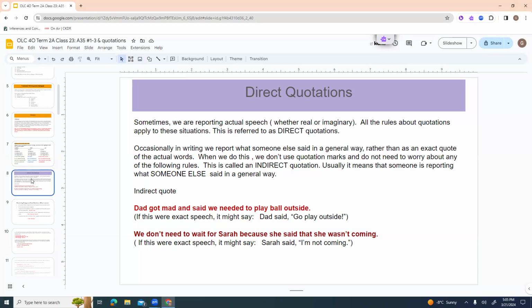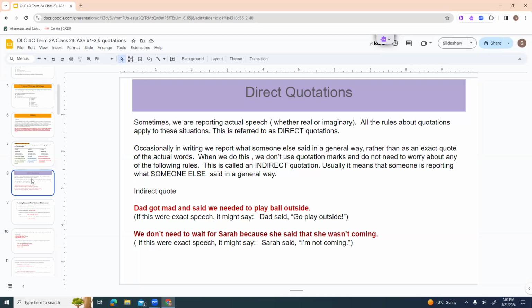Sometimes we're reporting actual speech, whether real or imaginary, and all the rules about quotations will apply in those situations. This is what they sometimes call direct quotations. But occasionally in writing, we report what somebody else said in a very general way, rather than as an exact quote of the actual words. And when we do this, we don't need quotation marks, and we don't need to worry about following any of these dialogue rules. That's what's called an indirect quotation. And usually it means that someone's reporting what somebody else said in a general way.